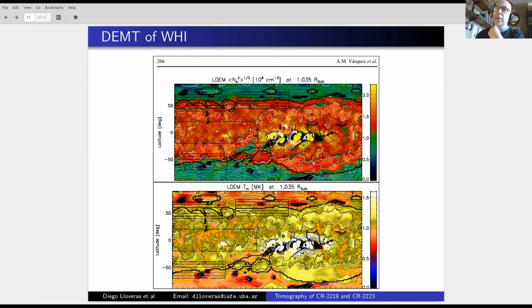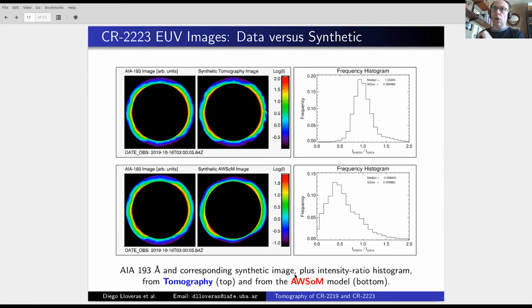As you can see, not only does the large scale structure match very well, but sometimes you have very small features, like, for example, this enhancement of density and temperature here, that is basically a nice match between the tomographic reconstruction and the model. So depending on which reconstruction you talk about, which rotation you focus on, you might have larger or smaller differences between the model and the tomographic reconstructions.